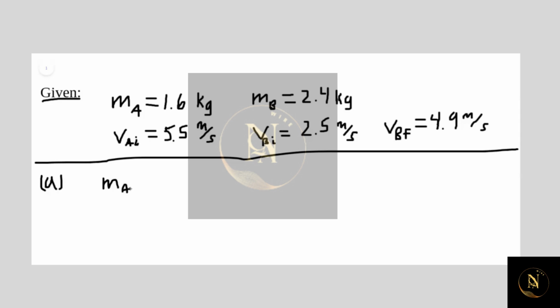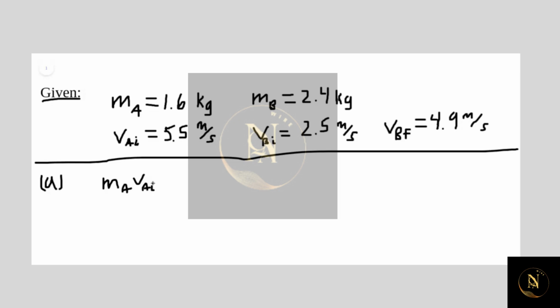V sub A I, the initial velocity of block A, is 5.5 meters per second. V sub B I is 2.5 meters per second for the initial velocity of block B. The final velocity of block B is given to be 4.9 meters per second, and it wants us to find A, the speed, and B, the direction, left or right, of the velocity of block A for the final, and then the collision, whether or not it's elastic or inelastic.